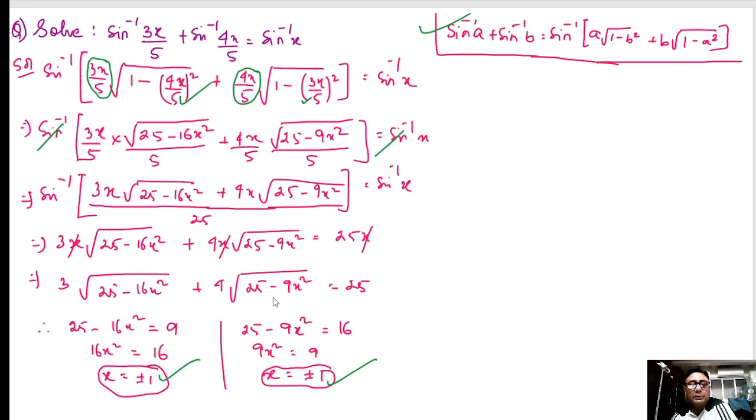So please, till here we got one thing, and then when we are seeing this, please watch one thing. When we are seeing this, then we can find out that the values are coming x equal to plus minus 1.